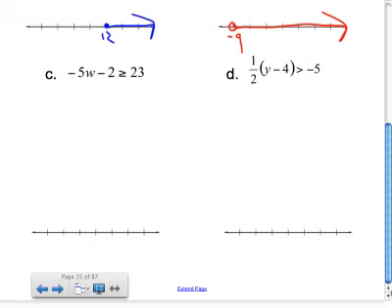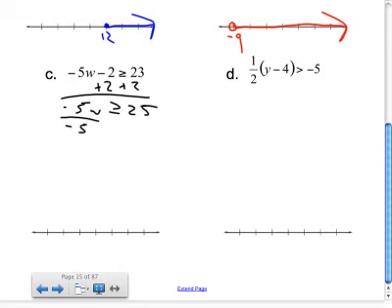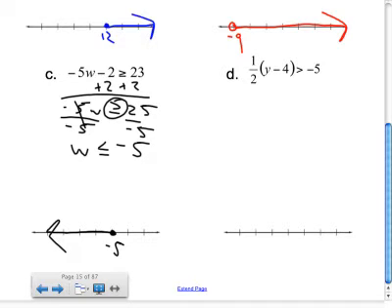Part C, go to work. Okay, if I'm you, I'd pause the video at this point and maybe do part C and D on your own to make sure you have this down. So you add 2 to both sides, so you get negative 5w greater than or equal to 25. Divide both sides by the negative 5. Because I divided by a negative, I have to flip that guy the other way. So w is less than or equal to negative 5. There's negative 5. We can be negative 5 and then shade everything to the left.